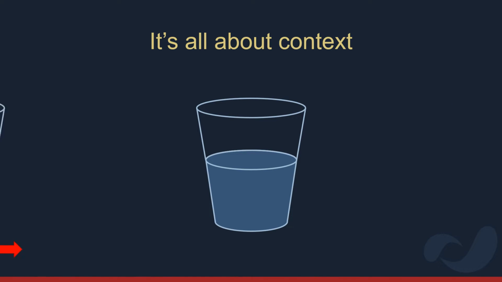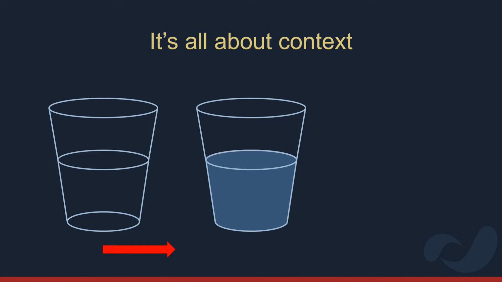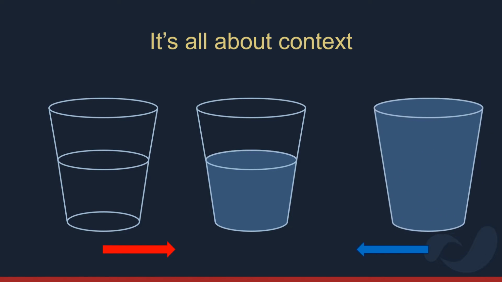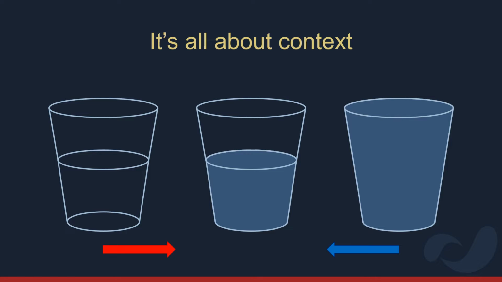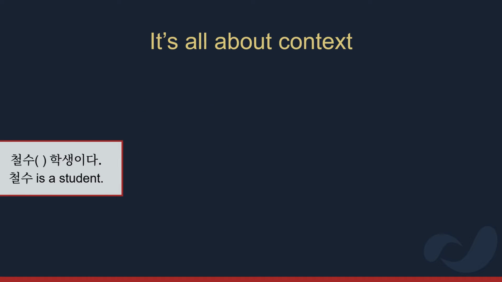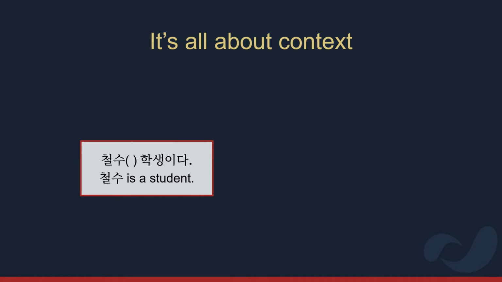If you're expecting the glass to be empty, then you'd see it as half full with water. And if you're expecting it to be full of water, then you'd be disappointed and see it as half empty. In the same way, the choice between nun and ka depends on the context of the sentence and which way you look at it. Take for instance a very simple sentence like Chosu is a student. Should the subject, Chosu, be marked with nun or ka?